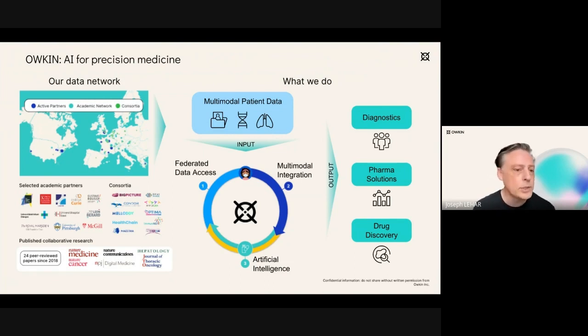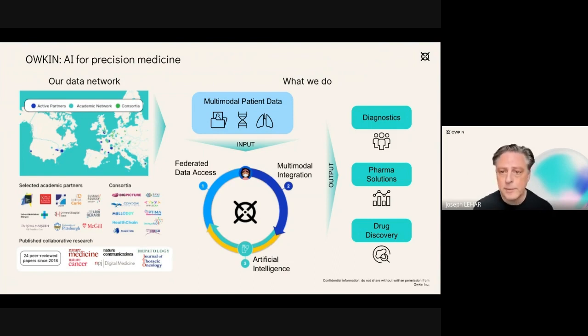Overall, we have a large number of academic partners involving very high-profile hospitals on 2 continents. We also have consortia that span both those continents to address this, and there's 10 major consortia that we've entered into so far. Those data all go into our multimodal patient data repository that we use as input for our platform. And our platform basically puts together 3 major capabilities: federated data access, which we described before; multimodal integration, which allows us to combine information from many different kinds of data, and then we use AI to make sense of everything that comes out of it.